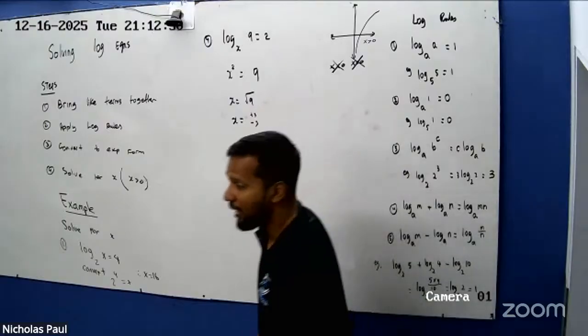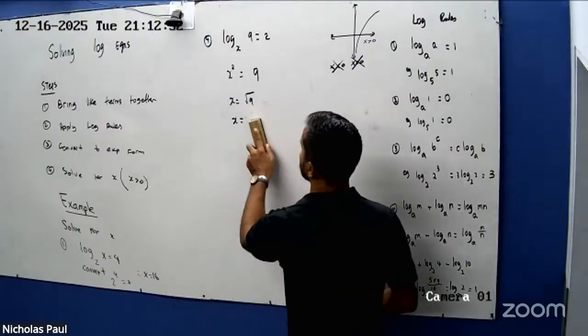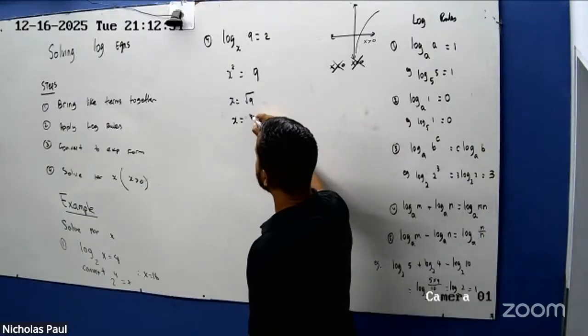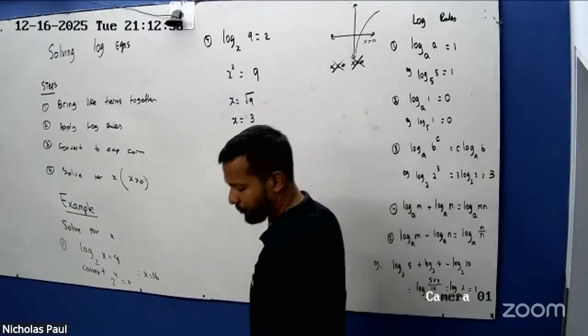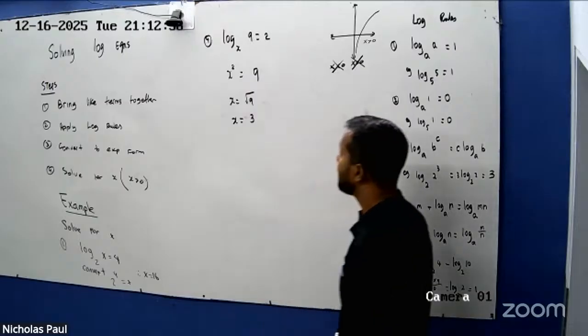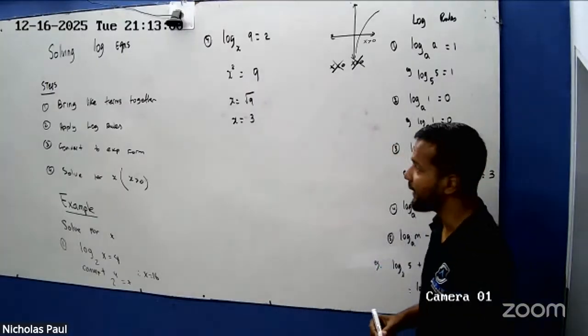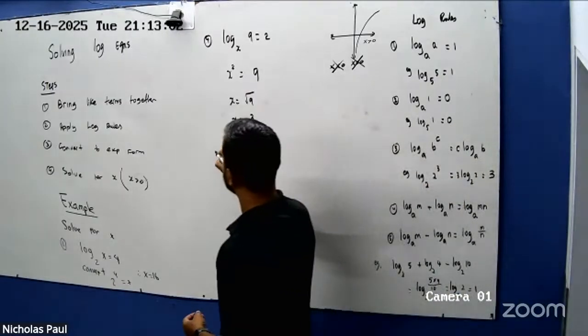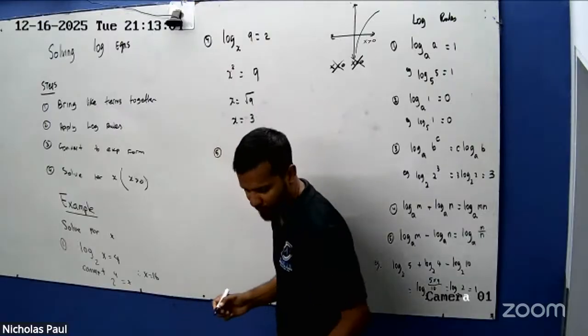But the value that I want is what? Plus. x is normally more than 0, right? So the answer is plus 3. So you're not taking the minus value, right? Try the next one.